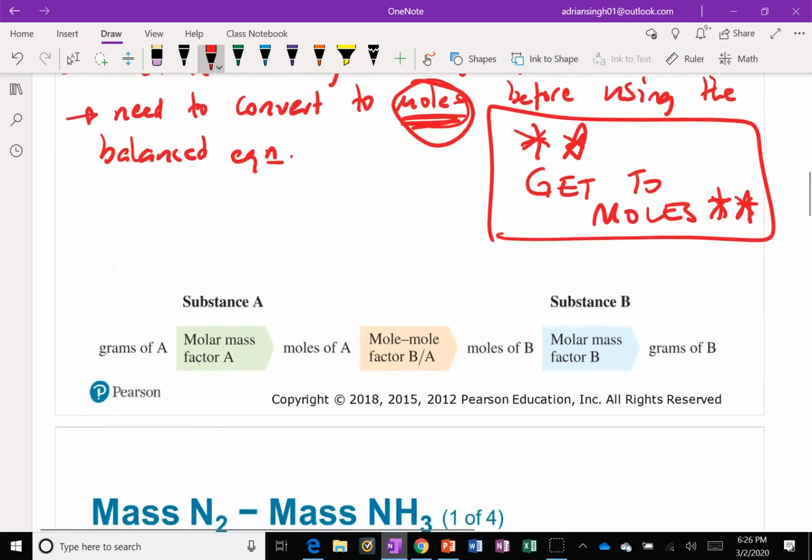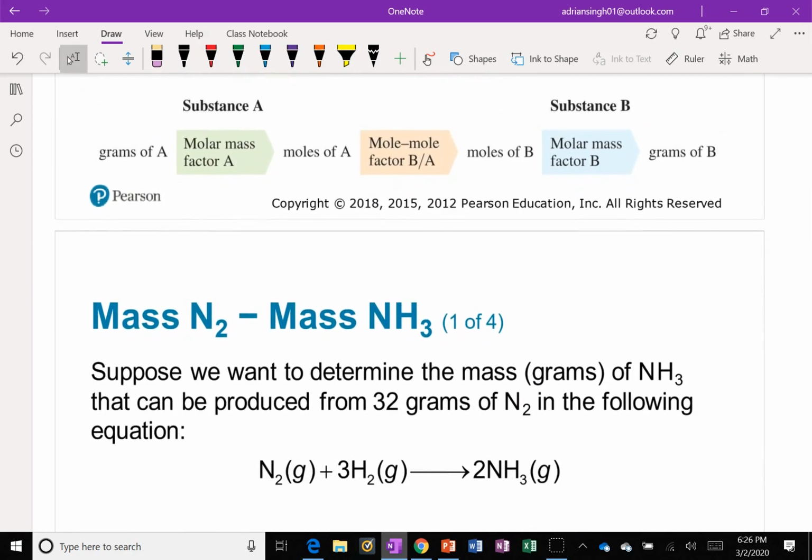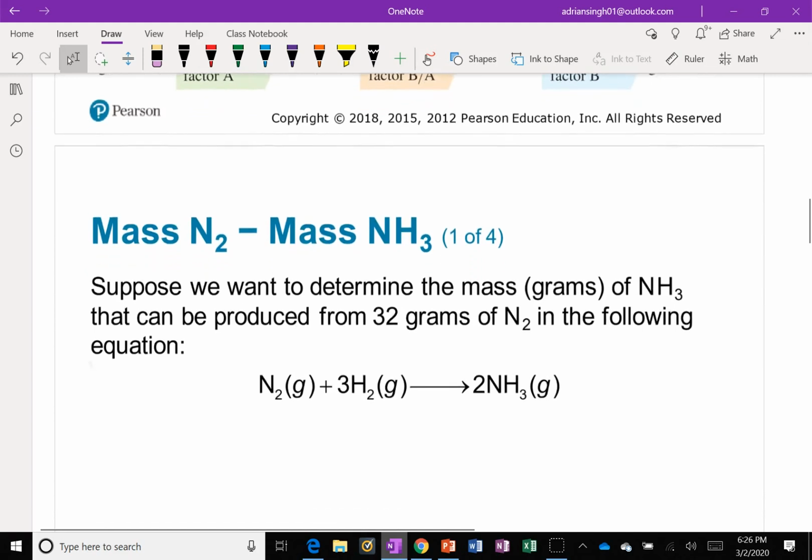All right, your book has a really good pathway to follow. We start by getting from grams of something to moles of something, and then using our balanced equation to help us figure out how much of a product or something else we can make. That may look a little confusing right now, so let's walk through an example of how we actually use that in a calculation.